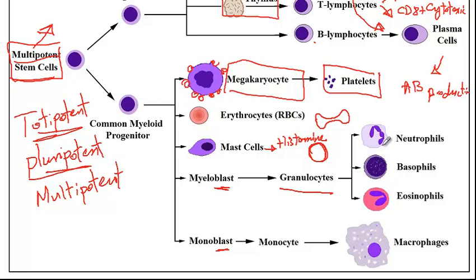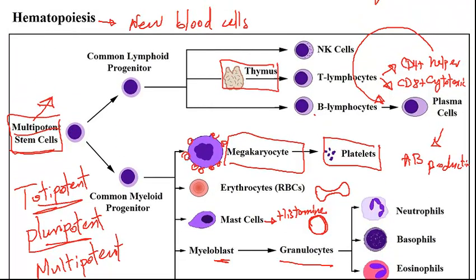So let's not worry about the function of every one of these cells. I will cover them in a different lecture, but that was basically the breakdown of the hematopoiesis process, how different red blood cells are arising from these hematopoietic stem cells, which are multipotent.